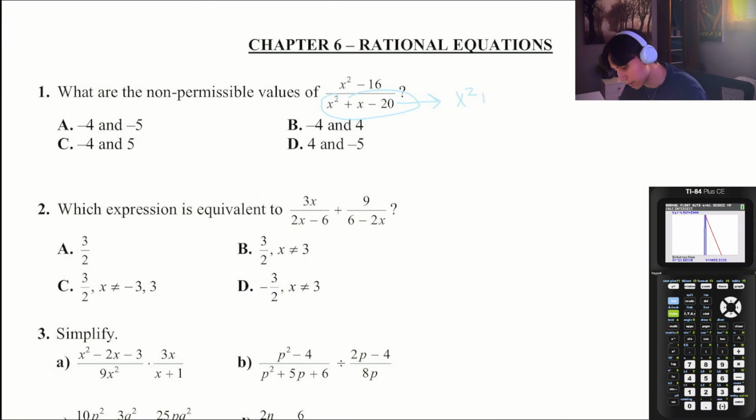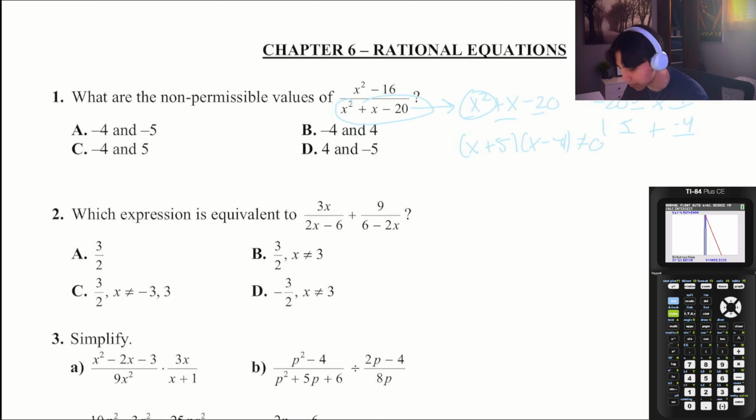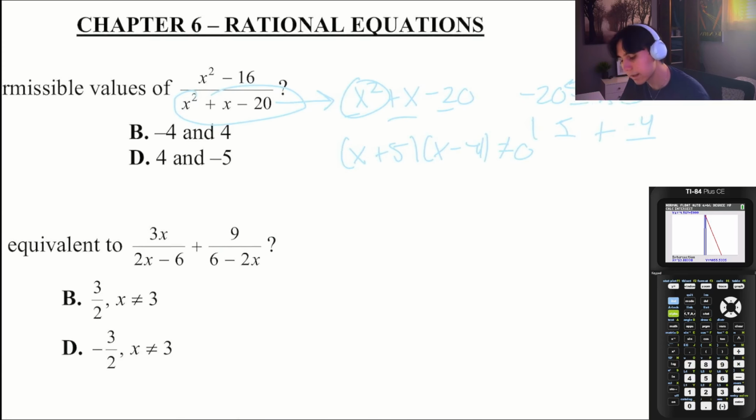So x squared plus x minus 20: two numbers that multiply to negative 20 and add to give us 1. This should be 5 and negative 4, 5 and negative 4. And since we don't have a coefficient in front of the x term, you can factor by inspection. So I do x plus 5, x minus 4. And now you set this both not equal to 0. Since this is an NPV, we don't want it to be equal to 0, because again, if we're dividing by 0, big problem. Set each individual bracket not equal to 0.